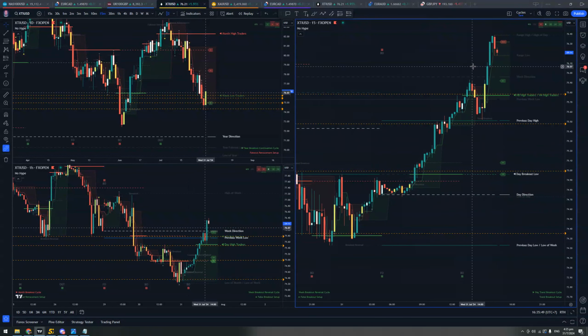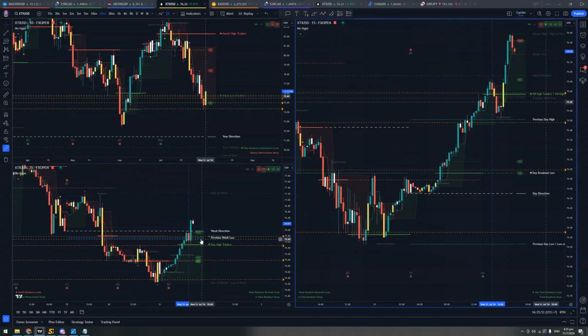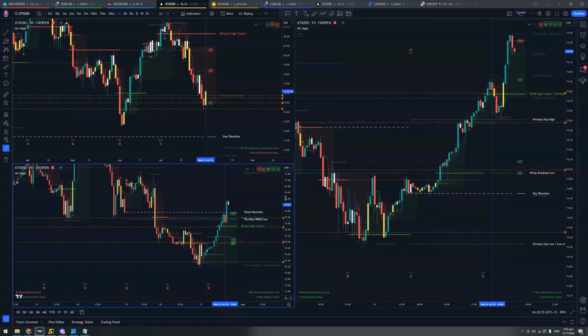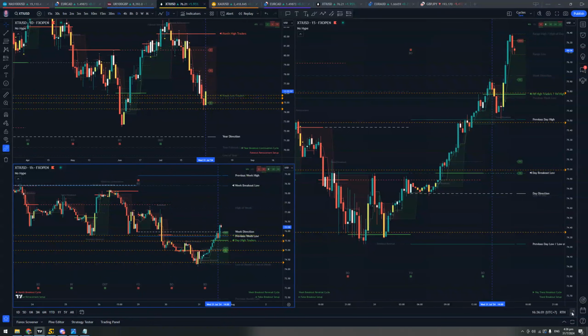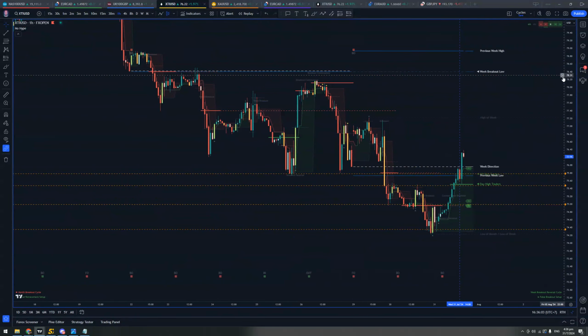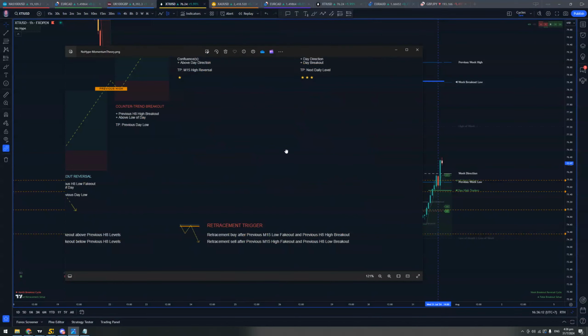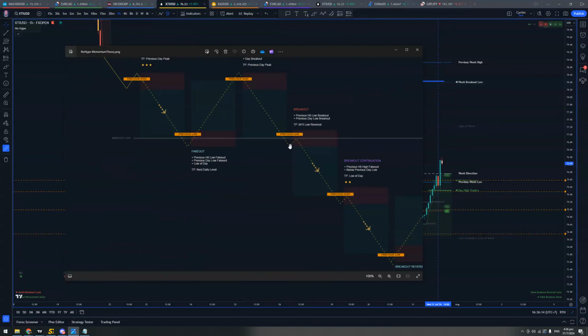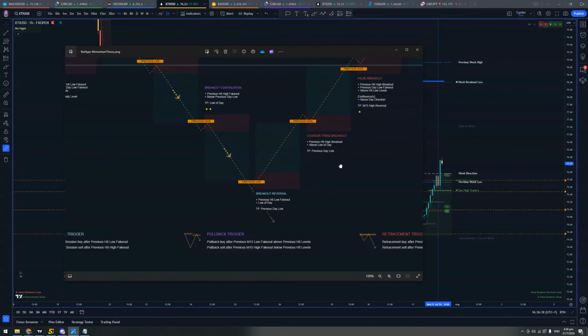So my session is 2 p.m. right here. However, we were at the previous week low. We had just gotten above it. So in this case, there's a possibility that this is a breakout reversal, right? So here's the weekly breakout low, and then we faked out the previous week low. So when we are at a breakout low and we fake out the previous low, that's a breakout reversal cycle.